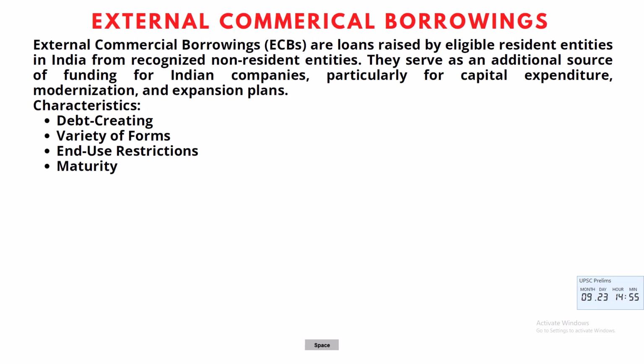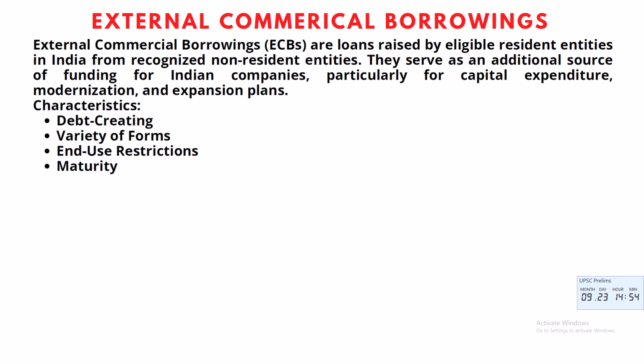Now, external commercial borrowings, our next foreign capital model. External commercial borrowings represent loans availed by Indian companies and entities from foreign sources, primarily for commercial purposes. It's essentially accessing international financial markets for debt. Characteristic: debt creating. It creates debt because it borrows from different sources, which brings in more debt to the private entity or even the government as such.